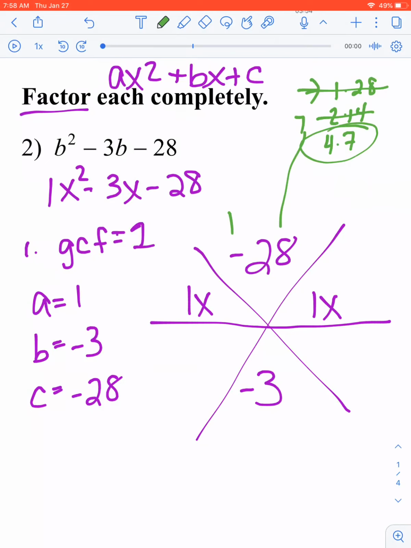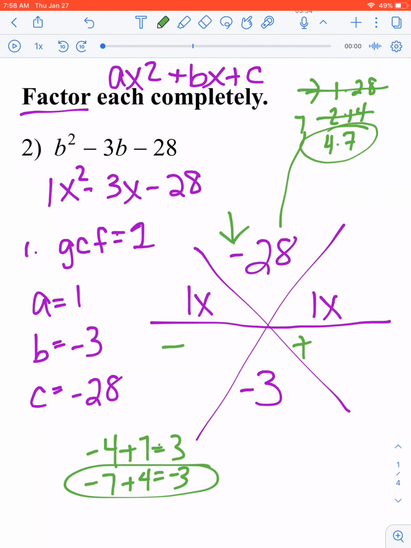Now, because of this negative right here, I know that one has to be negative, one has to be positive. And so you just got to mess around with it. You can do negative 4 plus 7, and you get 3. And then if you put the negative on the 7 and add 4, you get negative 3. So obviously this is the one you want.